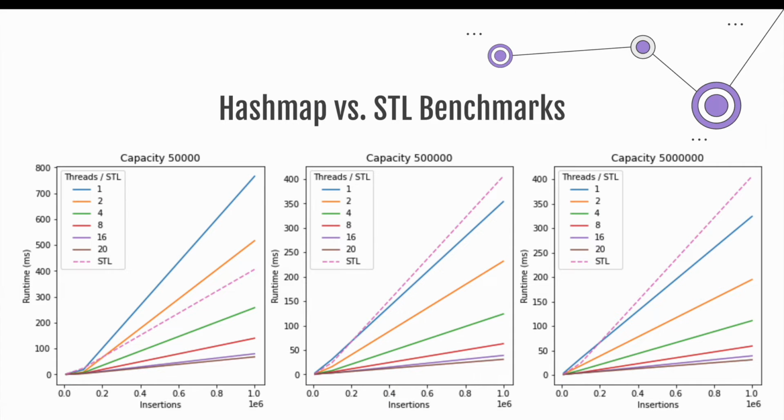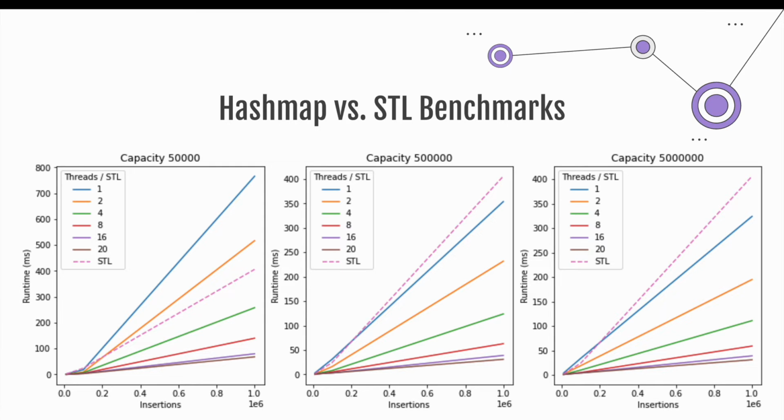Here we have a summary of benchmark tests between our hash map and STL on various thread counts ranging from 1 to 20. So STL, which is the C++ standard library, is represented by the pink dotted line on the graph. And here you can see that smaller capacities suffer on smaller thread counts, but they begin to excel with larger thread counts. And large capacities actually beat STL right off the bat. And this is actually expected since we do not currently implement dynamic sizing.